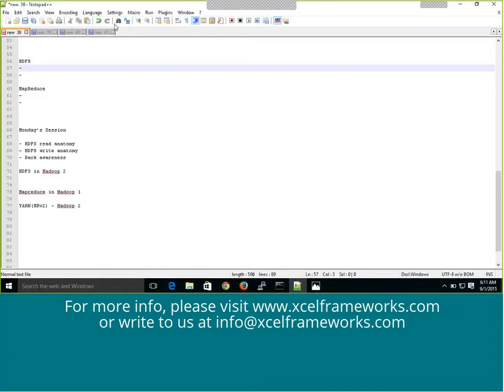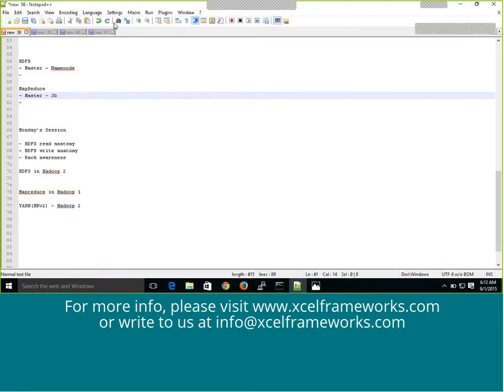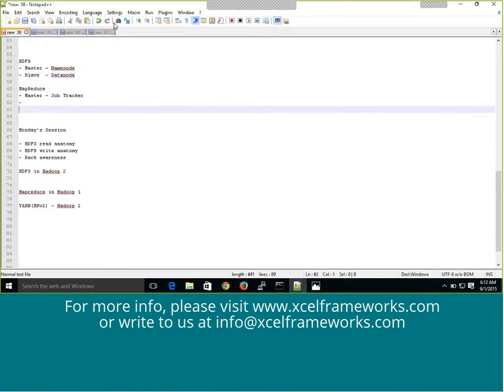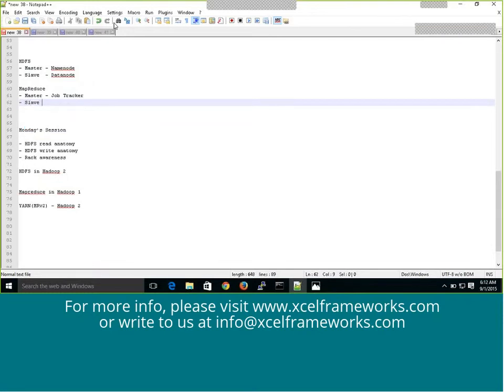In HDFS, it's called a master server, name node, and in MapReduce it has job tracker. And when it comes to its slave nodes, the job tracker, and here the slave nodes, data node and the task tracker. Perfect. Got it. And here, the slave component is task tracker. Now, all this is Hadoop 1.